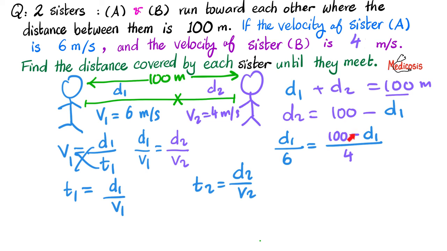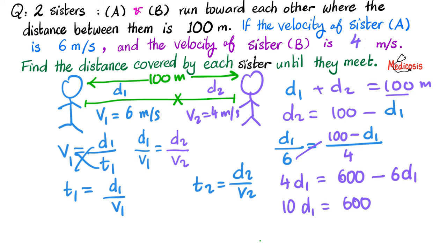Amazing. Now I only have one unknown. I can do this. I can solve it via cross multiplication. So D1 times 4 equals 6 times all of this nonsense. So let's rearrange it. It's 4 D1 equals 6 times 100 is 600 minus 6 times D1 is 6D1. Let's get that 6D1 here with a positive sign. So it becomes 4D1 plus 6D1 or 10 D1 equals how much? 600. So D1 alone is how much? Divide by 10, you get 60 meters.